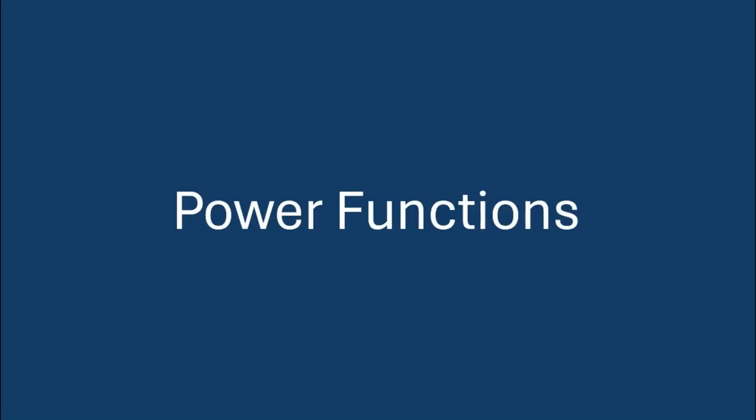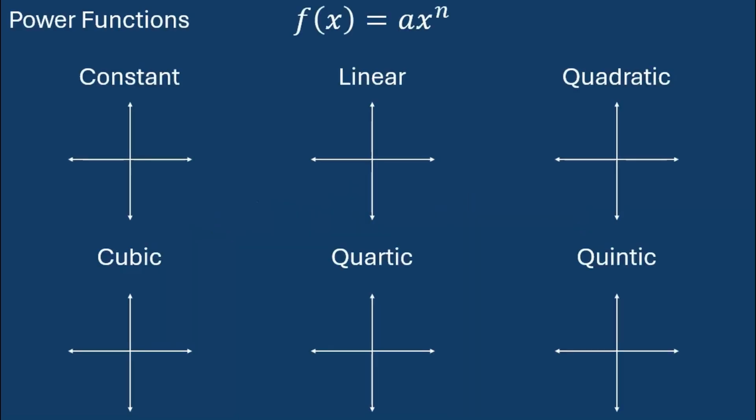Welcome back, mathematicians. Today we are going to talk about and analyze power functions. Power functions are in the form of f of x equals ax to the n. We are going to specifically look at the first 6 power functions, what their graph looks like, and how you can tell them apart, and also what their form looks like.